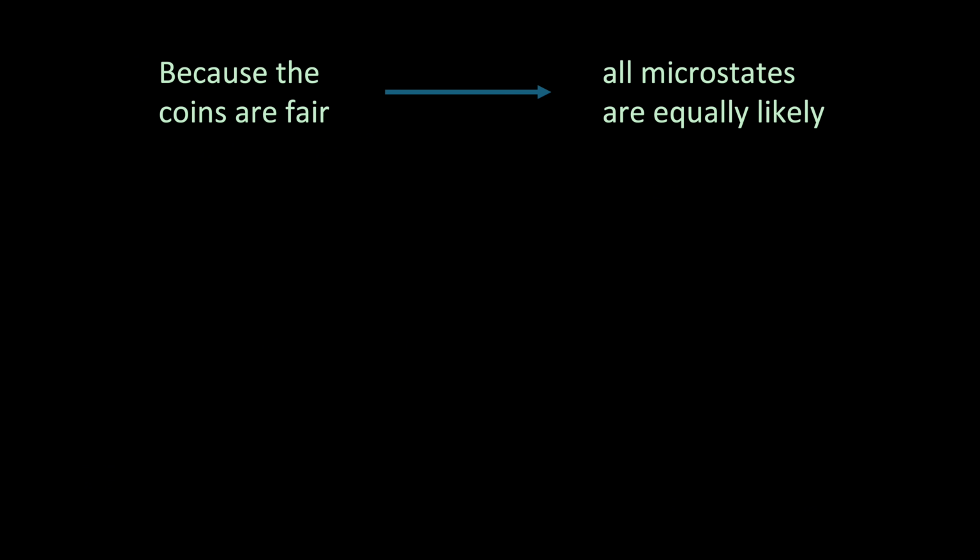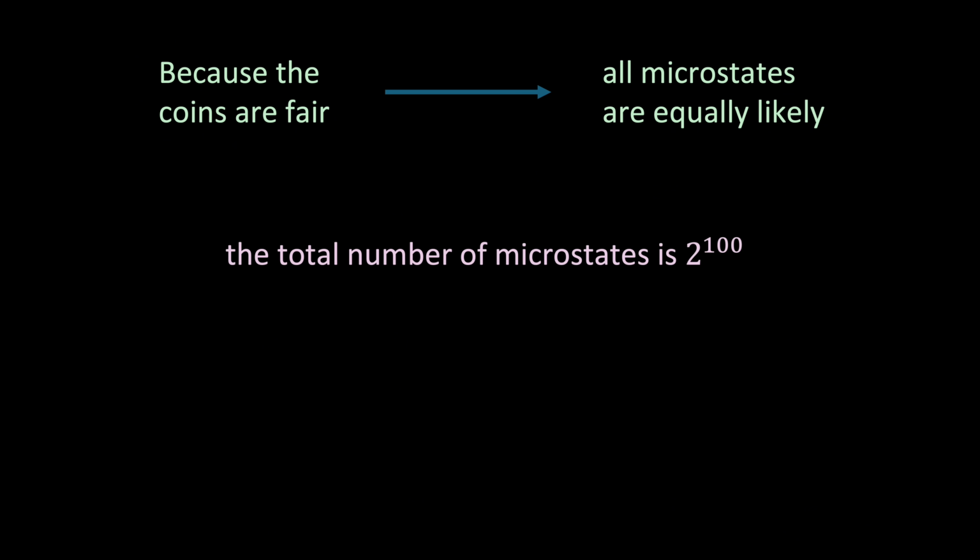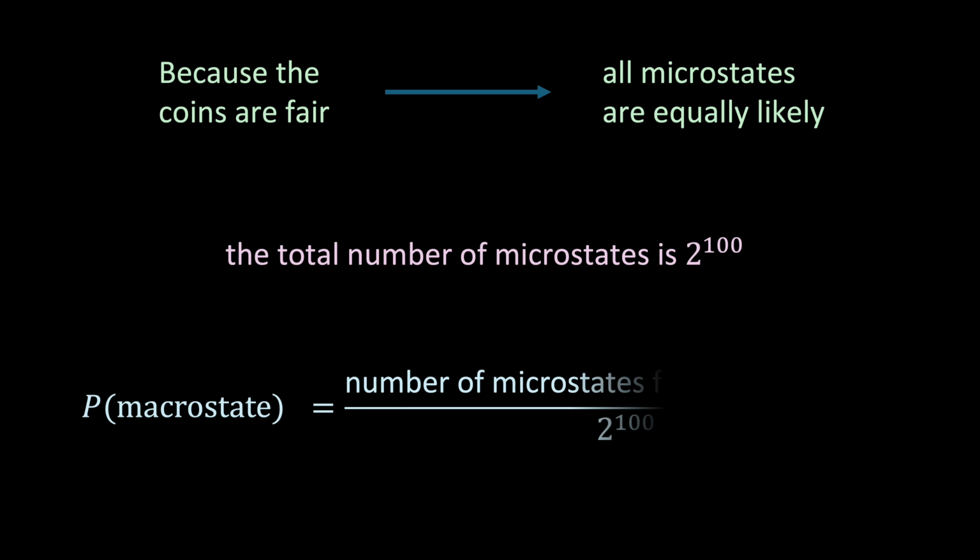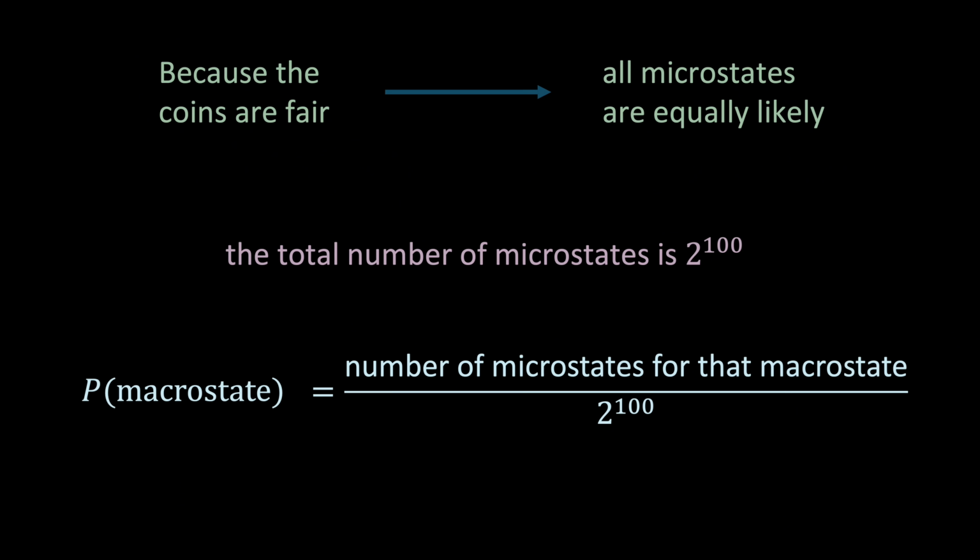Now, we can turn this counting into an actual probability. Because the coins are fair, all microstates are equally likely, meaning that the probability of achieving any one sequence is the same as achieving any other. And we've already seen that the total number of microstates is 2 to the power of 100. And so it follows that the probability of a given macrostate is equal to the number of microstates corresponding to that macrostate divided by 2 to the power of 100.